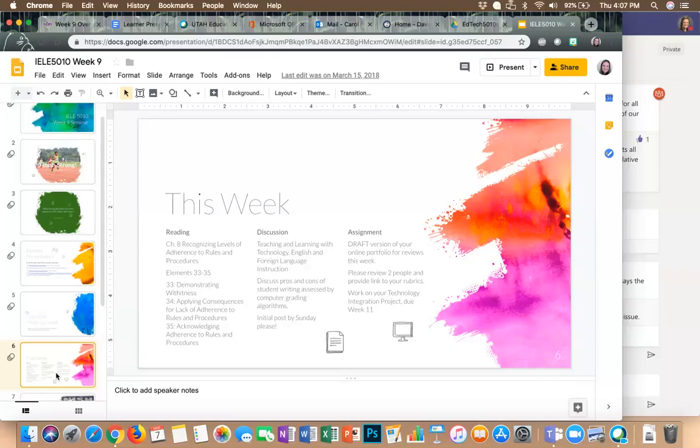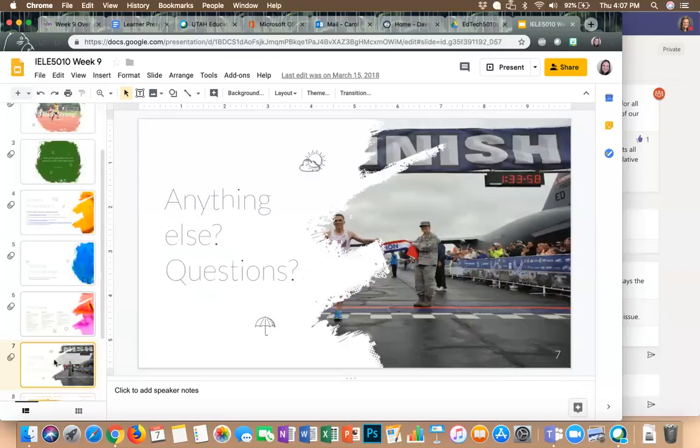And then also continue to work on your technology integration project. That's due week 11. So you'll want to make sure that you're continuing to work on that, gathering your samples. Don't forget the reflections and all the pieces to that. Make sure you really read carefully what the requirements are for that technology integration project so that you have all the pieces completed when you turn that in on week 11.